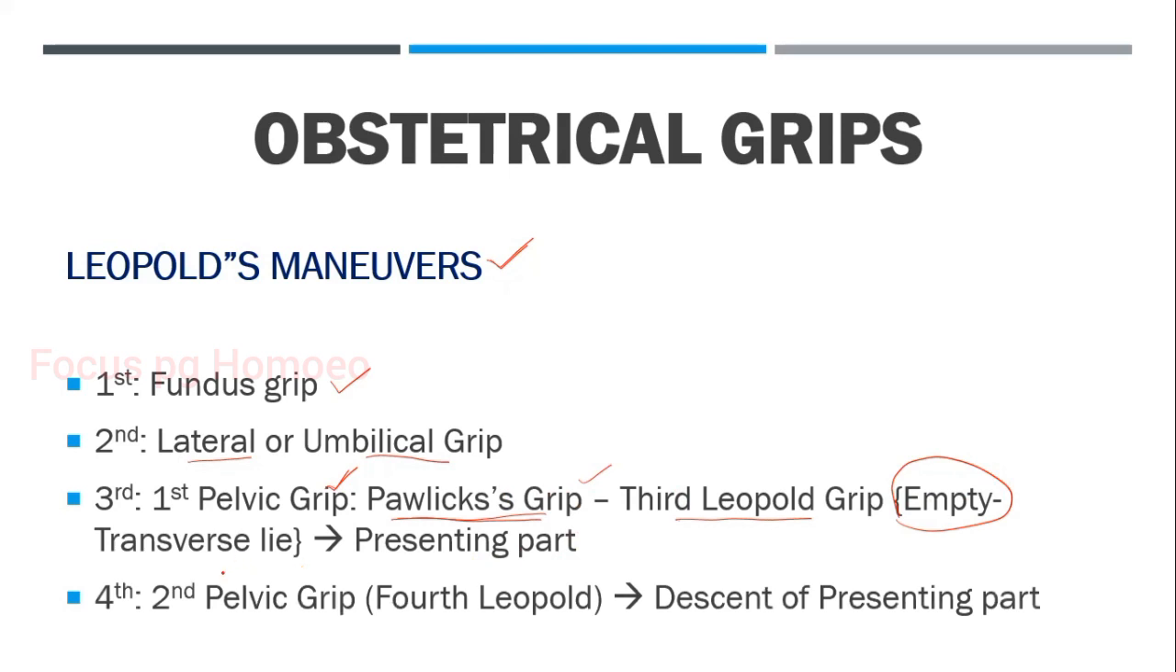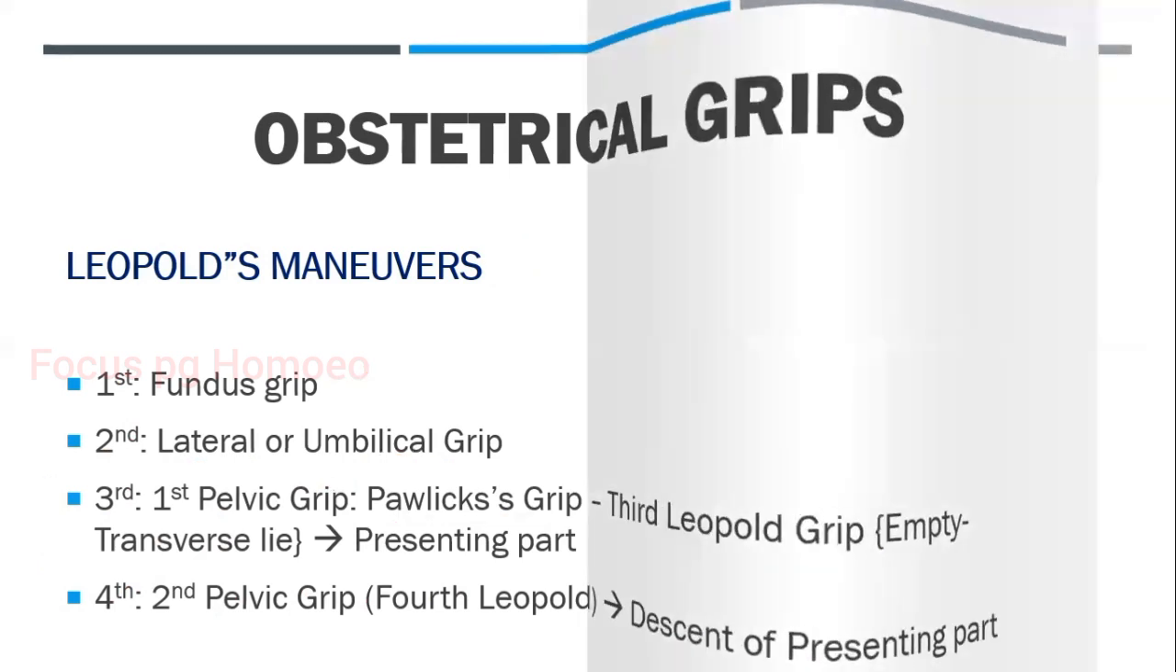Next is the fourth Leopold maneuver, also called the second pelvic grip. These two are a little confusing. You have to remember which is the first pelvic grip. It is not first Leopold, it is third Leopold. And which is the second pelvic grip? It is not second Leopold, it is the fourth Leopold's maneuver. The second pelvic grip is done to assess the descent of the presenting part, whether the presenting part is descending or not.